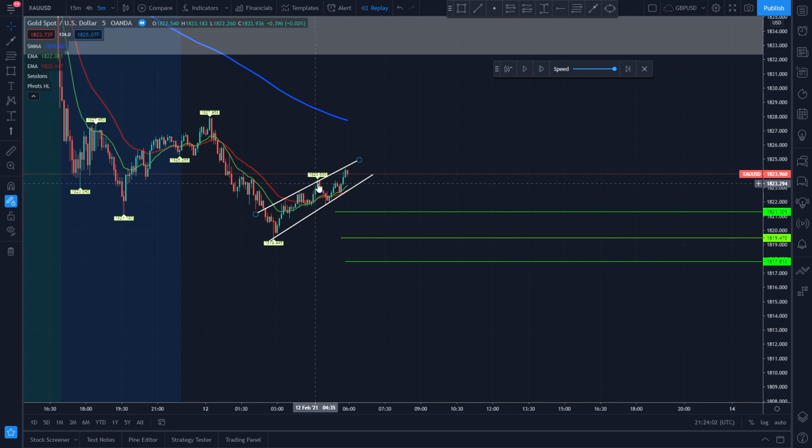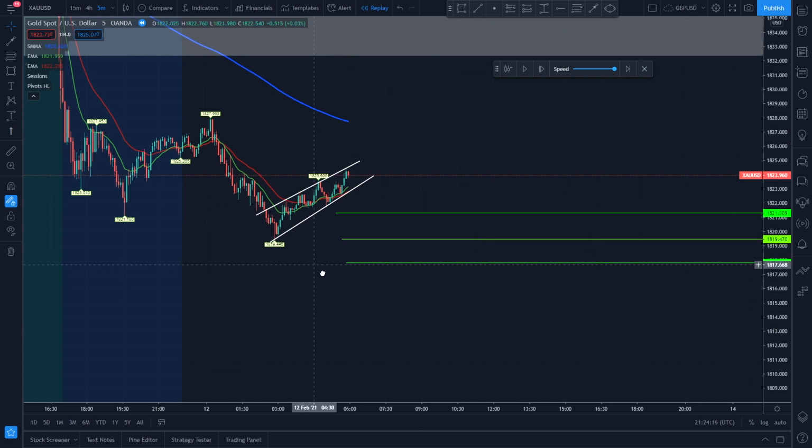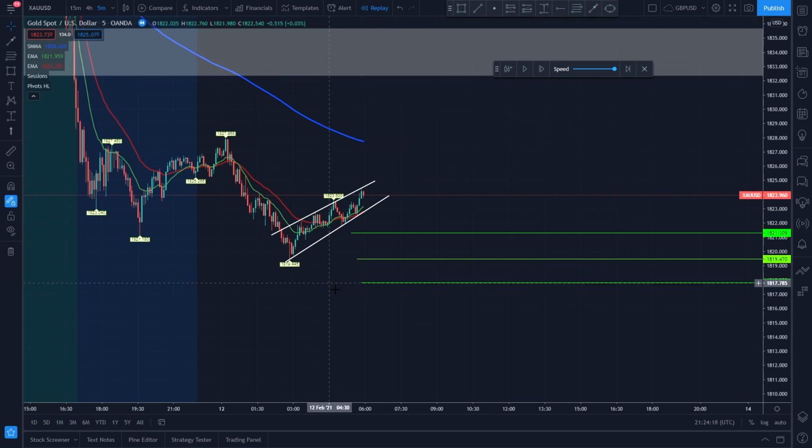It was an hour, around 1:30 a.m., an hour and a half before the London session started. So I was thinking that the market was going to keep going up, and then once the London session hit, it was going to drop. So that was my initial plan. But the market had dropped like an hour before the London session.